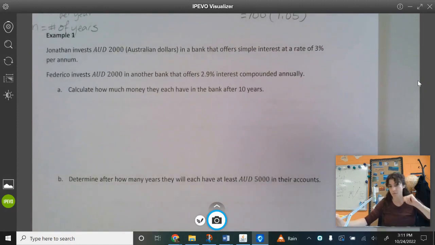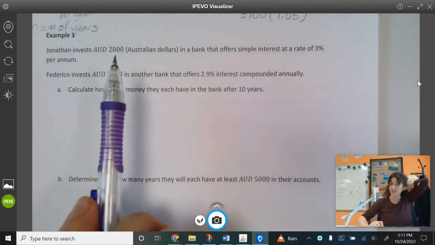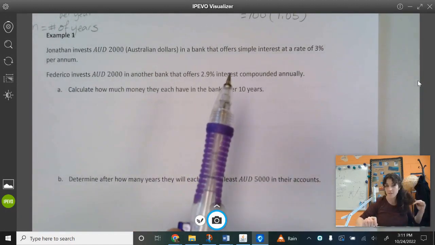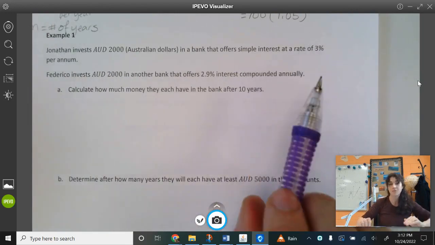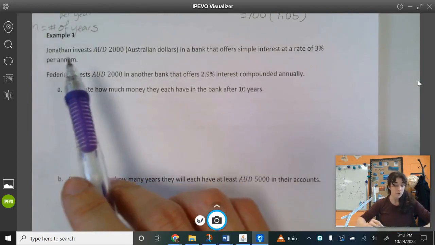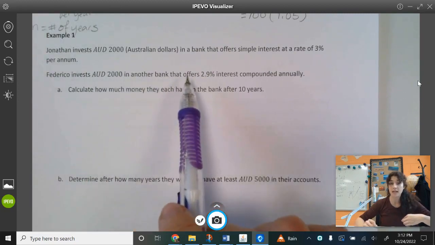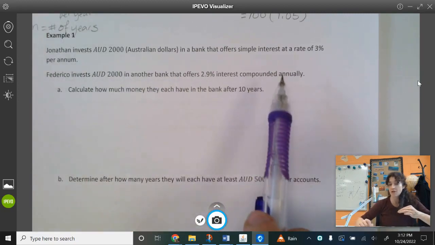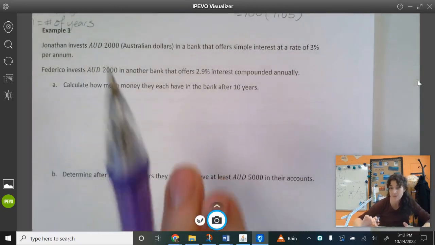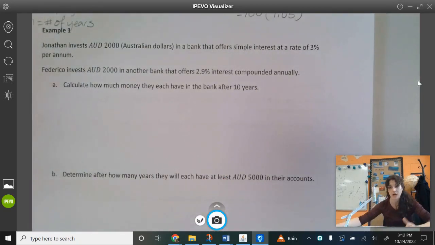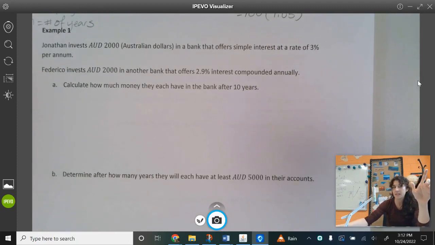Okay, so let's just start putting it into practice. Jonathan invests 2,000 Australian dollars in a bank that offers simple interest at a rate of 3% per annum. Federico invests 2,000 Australian dollars in another bank that offers 2.9% interest compounded annually. This is a classic IB problem where they want you to compare and contrast geometric and arithmetic sequences, and they're doing that through simple interest and compounding interest.